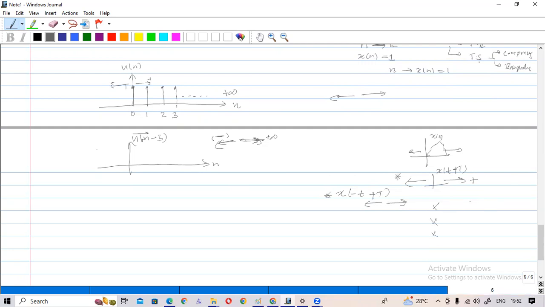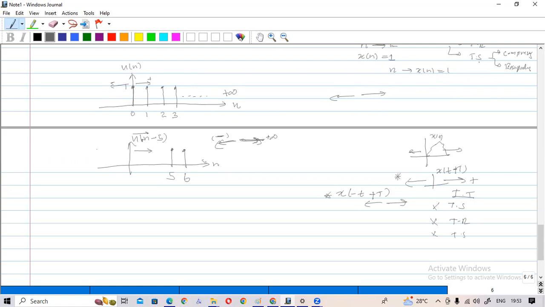I have told you several times, please remember these three: time scaling, time reversal, time shifting. These are time transformation techniques. You have to keep remembering this. So n minus 5 means it is shifting this way, by 5. If you consider the 0 sample, it is shifted 5 places. That means your 0 sample is at 5 now. Your first sample is shifted to 5, that means it is at 6.